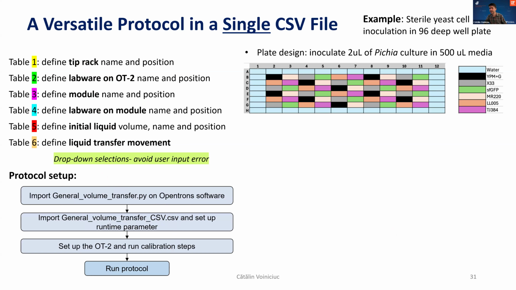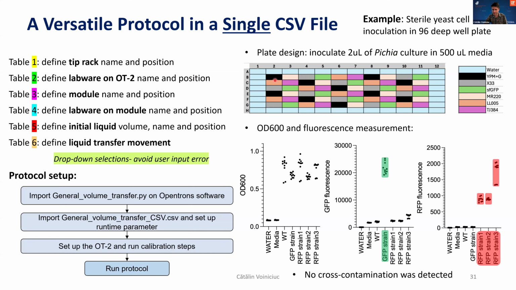And so here's a final example from our research. We have a 96-well deep plate where we decided to inoculate yeast cultures in 500 microliters of media. Now, each color indicates a different yeast strain. They express red or green fluorescent proteins, and some are controls. It would be quite hard to do this manually, right? You'd have to pay attention that you're inoculating the appropriate well, but the robot can do this without much difficulty.